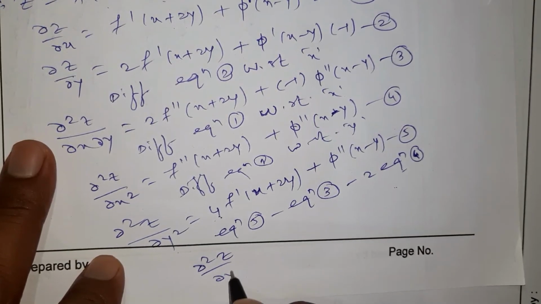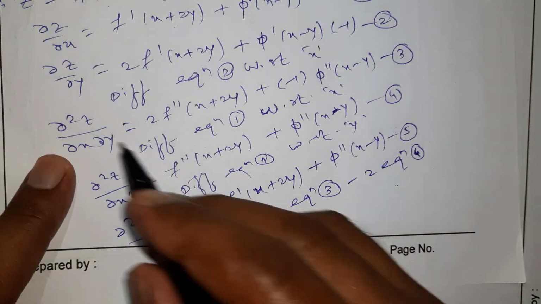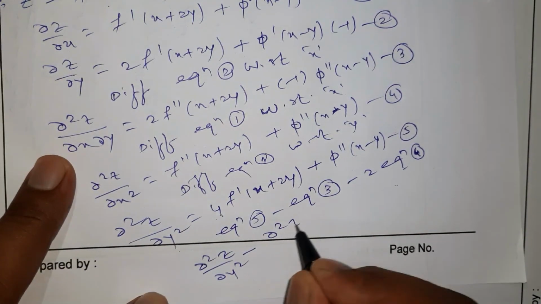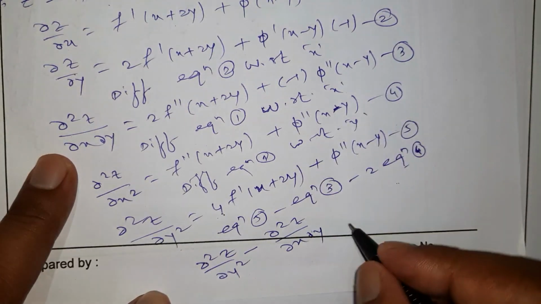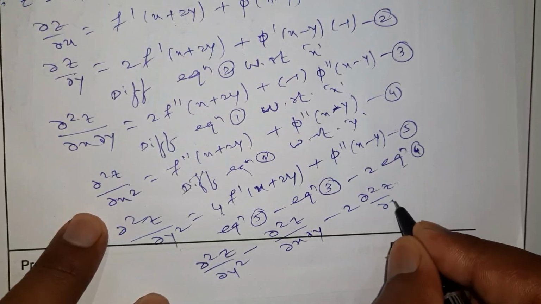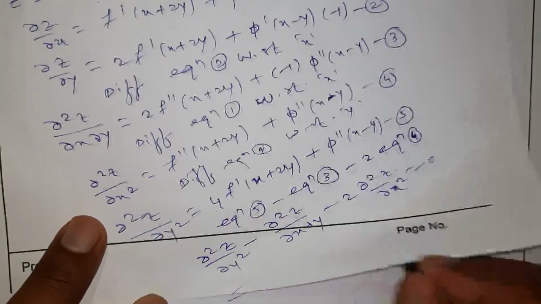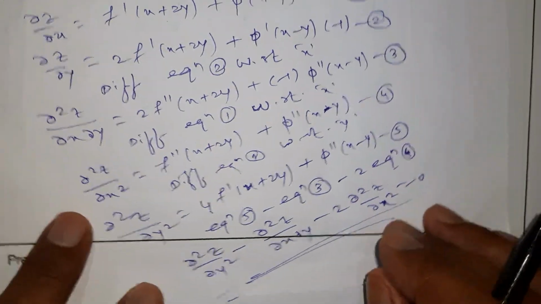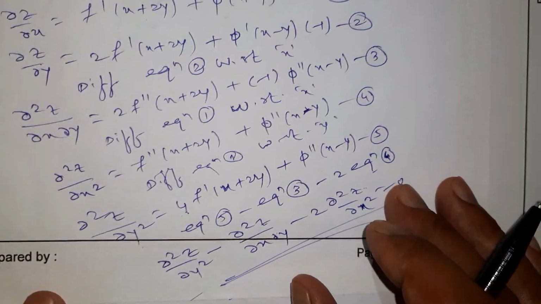dou 2z by dou y square minus dou 2z by dou x dou y minus 2 into dou 2z by dou x square is equal to 0. So in this way, many times we have to find the answer. Okay, hope you have understood each and every step.